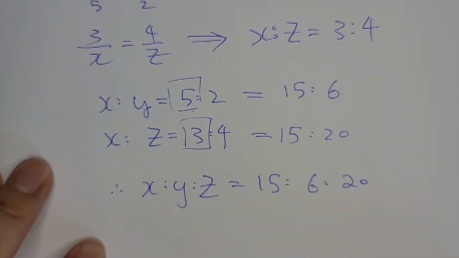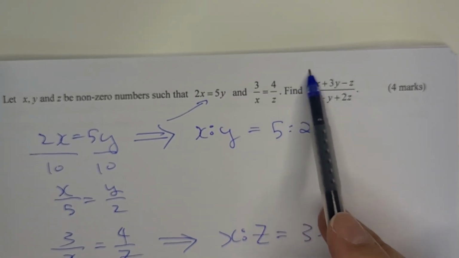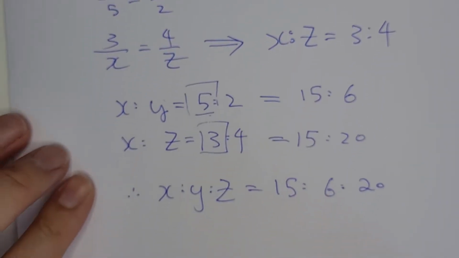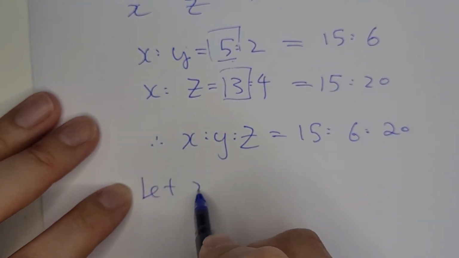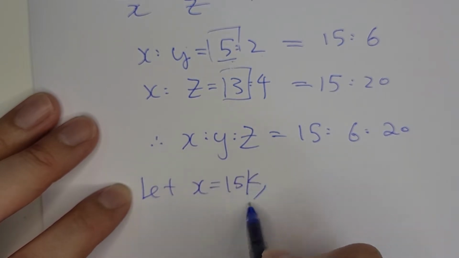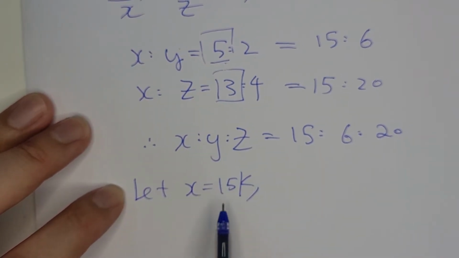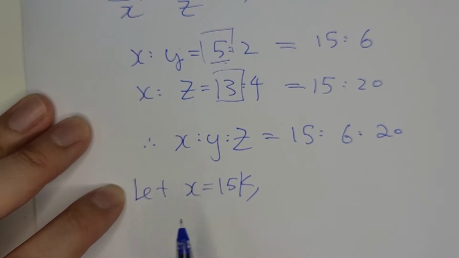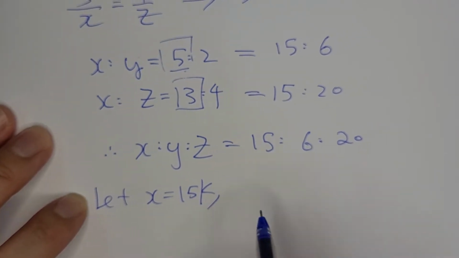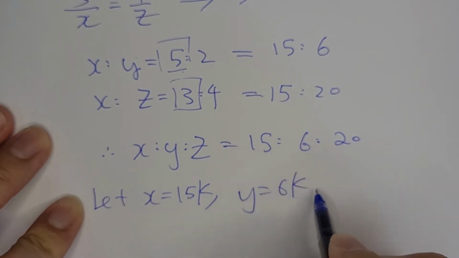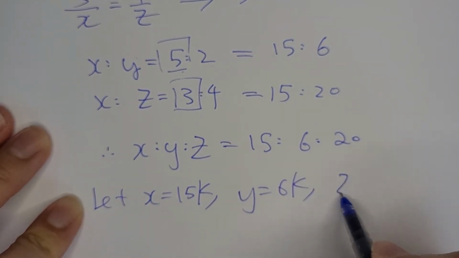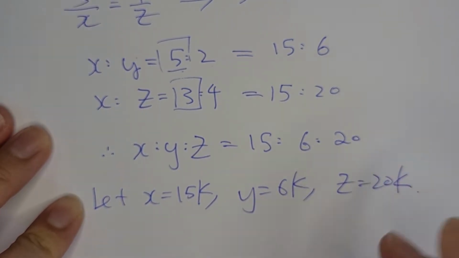But how do we find the corresponding fraction? Okay, then you can let x equal 15k. This step is a must. Do not let x equal 15. Okay, do not let x equal 15. That should be 15 times k, y equals 6k, and z equals 20k.